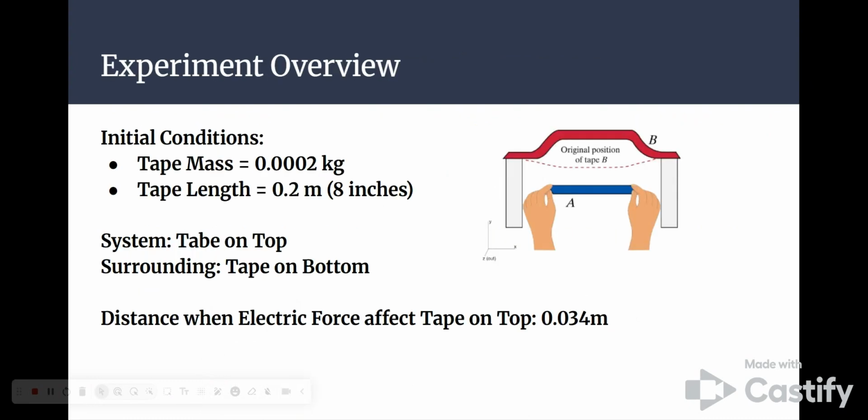For the experiment overview, it's simple. Our initial conditions state that our tape mass is equal to 0.0002 kilograms and that our tape length is 0.2 meters, which we measured out as 8 inches. Our system is the tape on top and our surrounding is the tape on bottom, and the distance at which the electric force affected the tape on top was 0.034 meters.